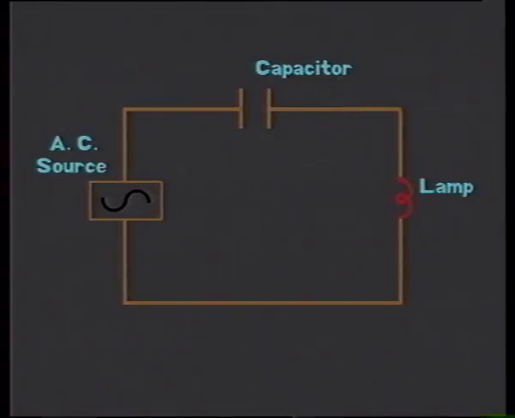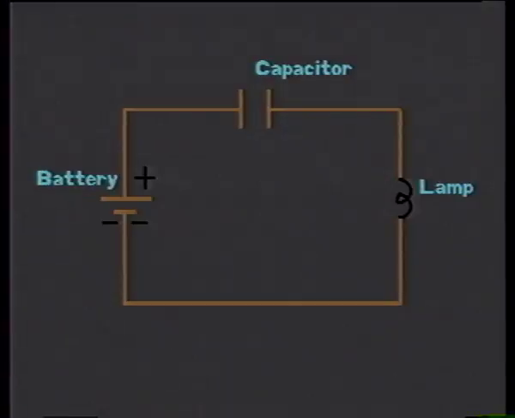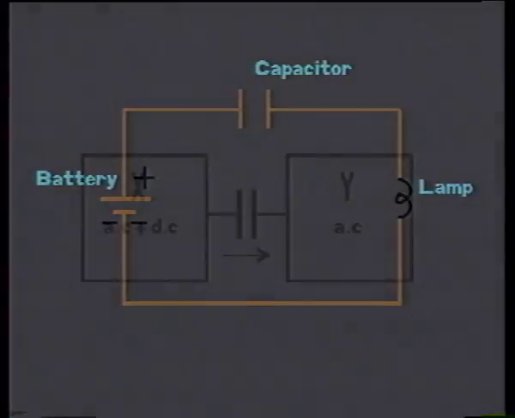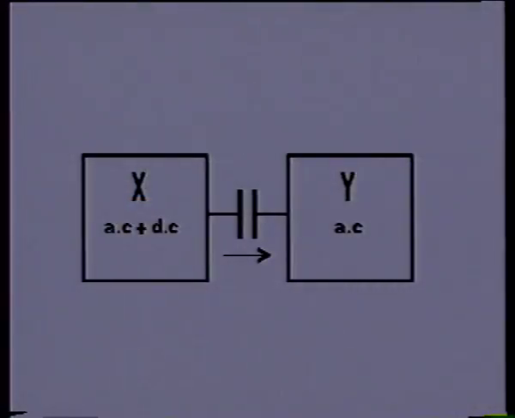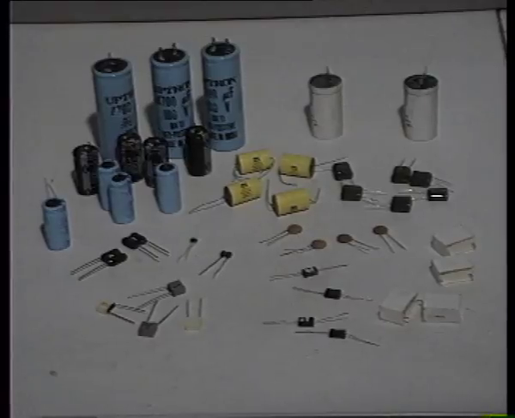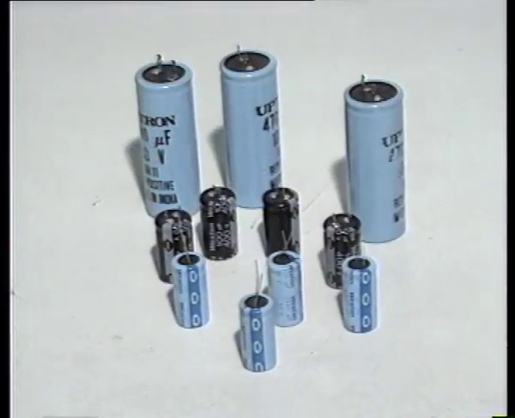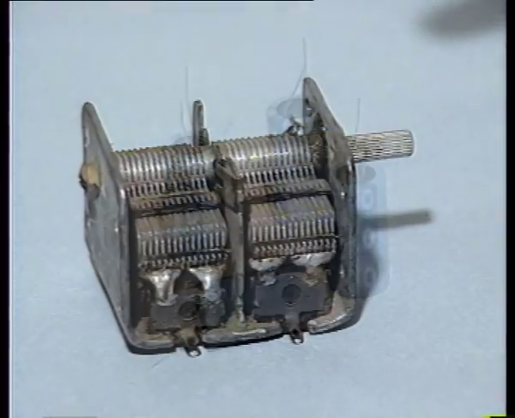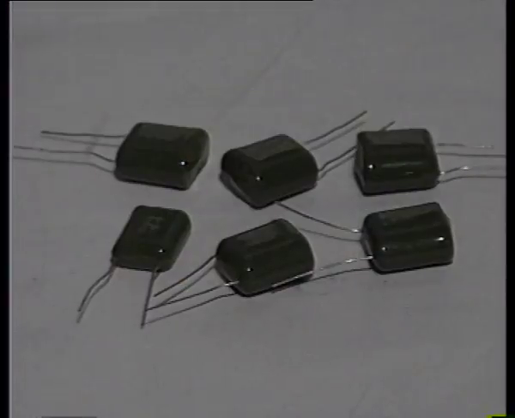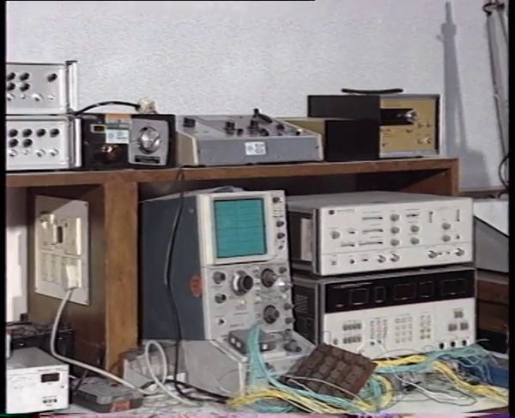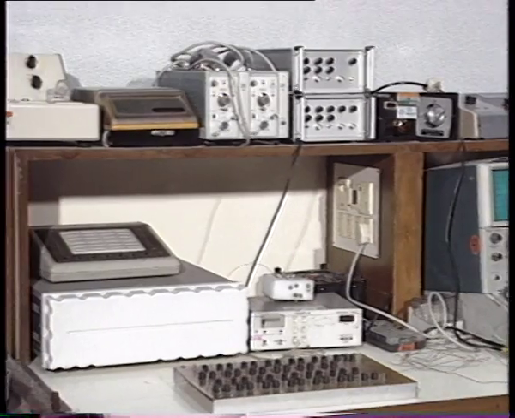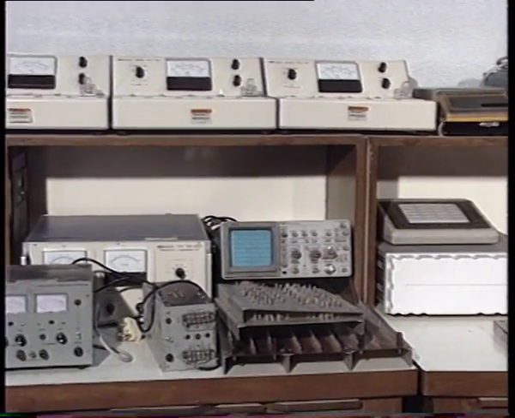The capacitor allows AC to pass through it, but blocks DC. A capacitor allows only alternating current to pass through it. This property of the capacitor is used to separate AC from DC. There are different types of capacitors, such as fixed, variable, polarized, and non-polarized. Capacitors are widely used in electronic and electric circuits.